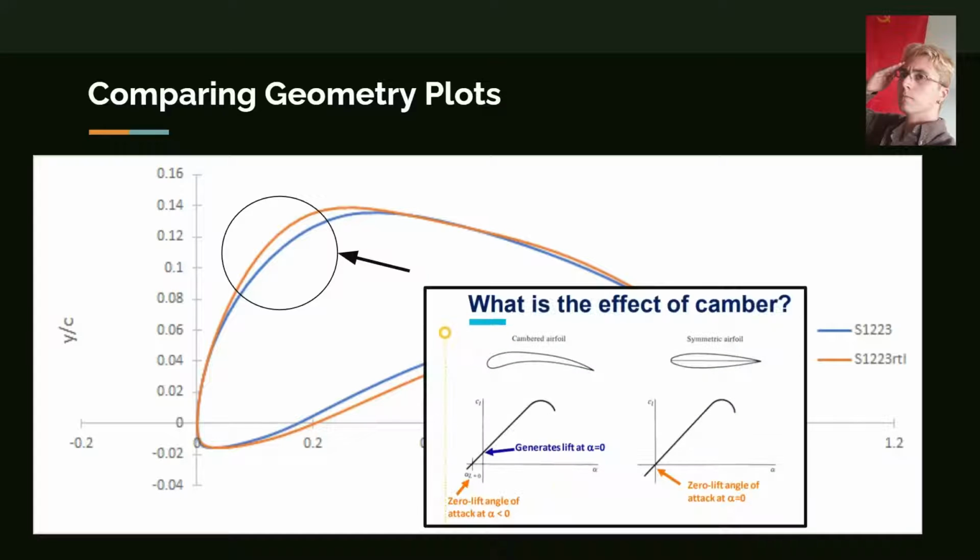If we look back at lecture notes, we see that the cambered airfoil is going to have a lower angle of attack necessary to generate lift than a symmetric airfoil. Now if we imagine the symmetric is just raising that camber, we can infer that the RTL airfoil having a higher hump in the front, which is kind of a symbol of having a higher camber, will likely lead to a lower angle of attack necessary to generate lift, which is an extremely attractive trait in designing a model airplane.